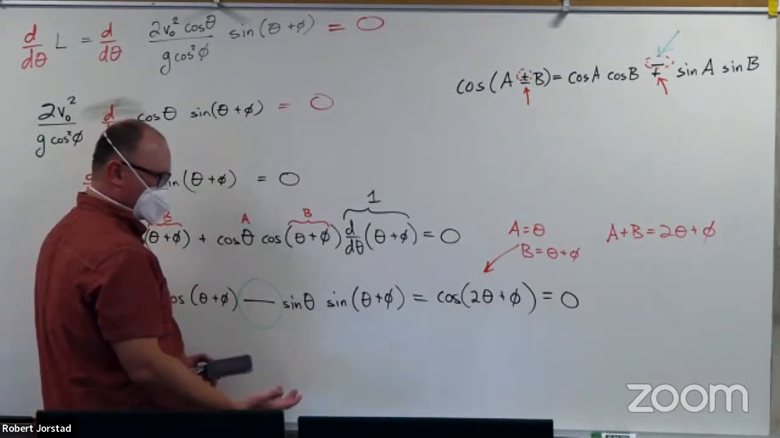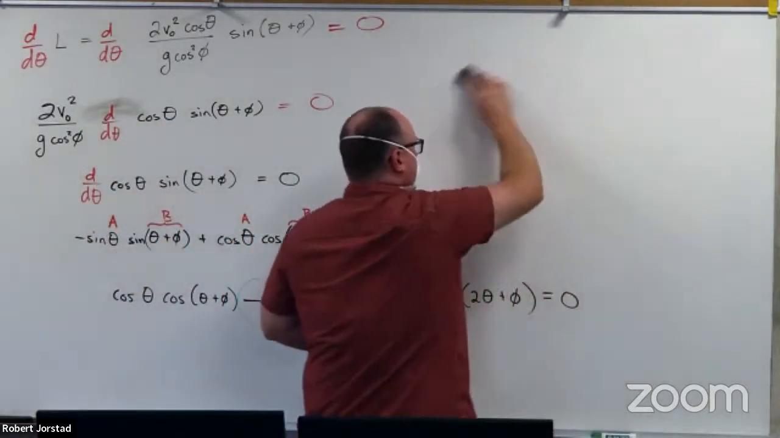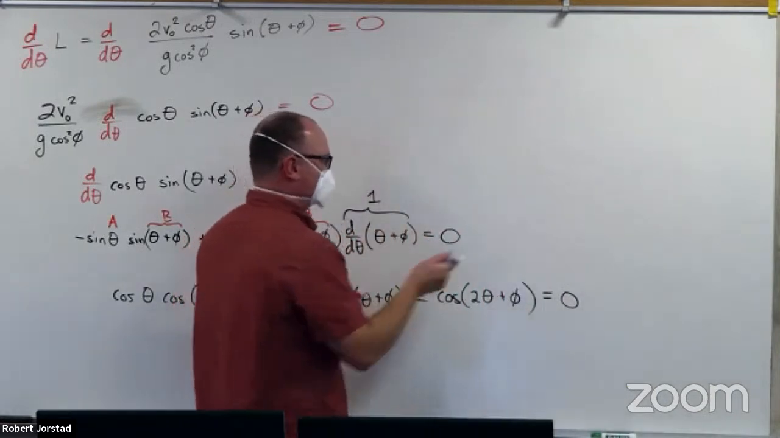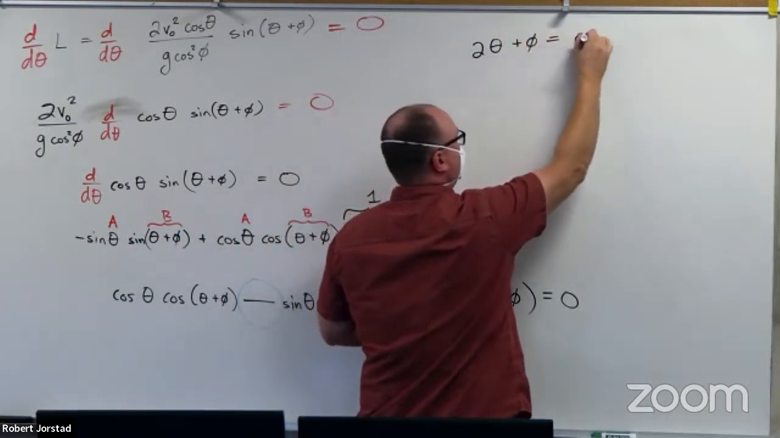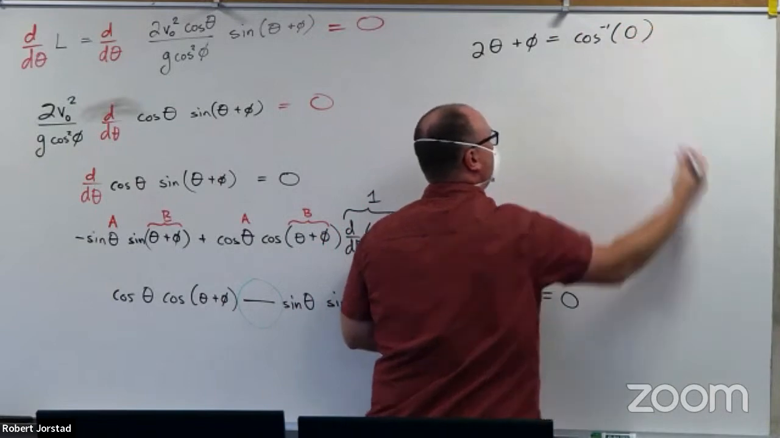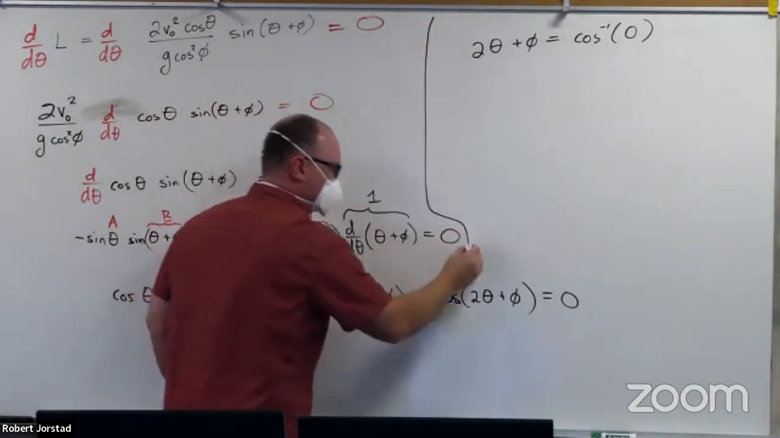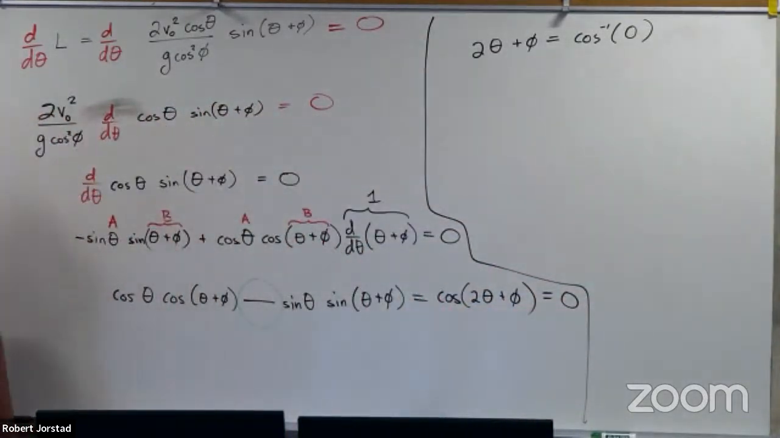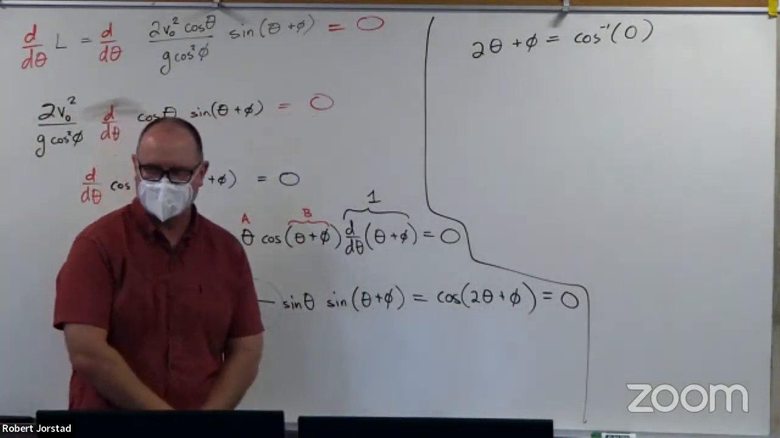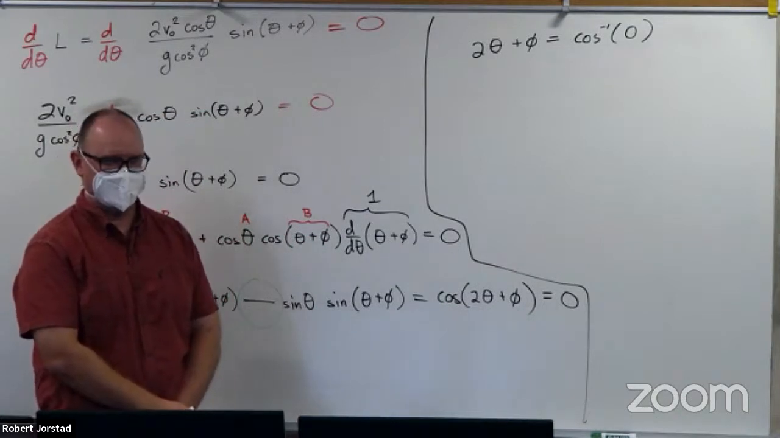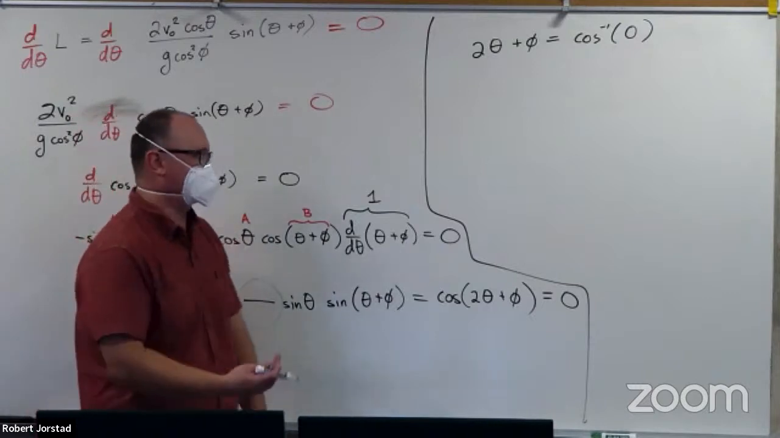Cosine inverse. Now, I'm running out of room. I'm going to erase the trig identity and do my work up here. We'll get a break after this problem. Don't worry. So I need 2 theta plus phi equal cosine inverse of 0. Just took cosine inverse of both sides, right? What is cosine inverse of 0? You don't have to feel shame using your calculator. 90. All right.